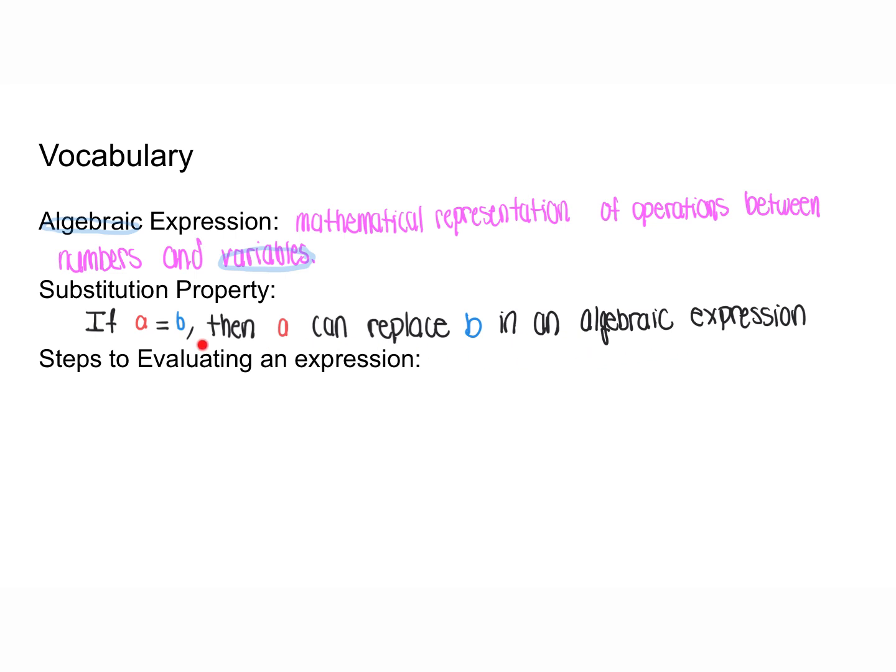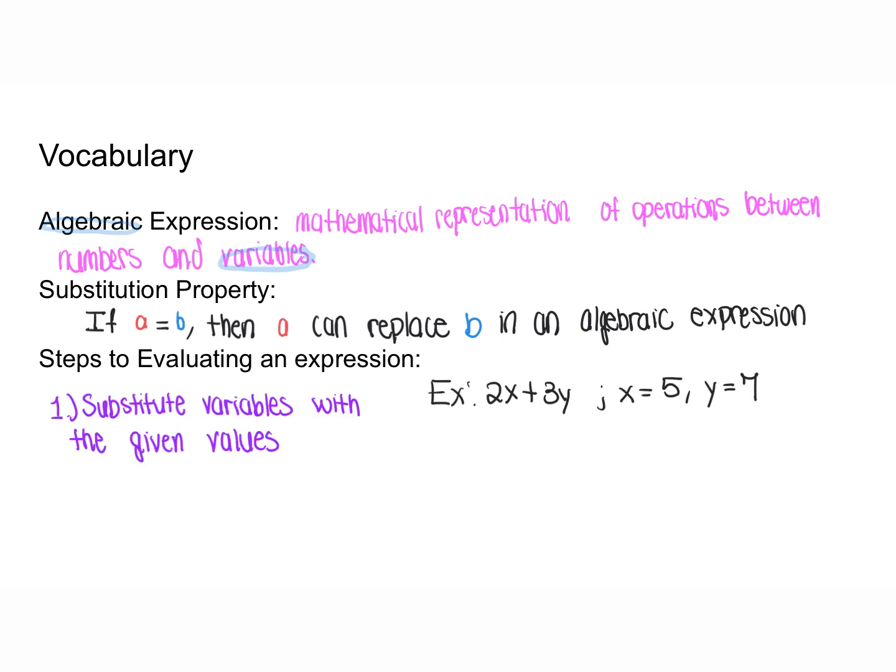Now we're going to discuss steps to evaluating an expression. If I have this algebraic expression, 2x plus 3y, where x equals 5 and y equals 7, our steps to evaluate this expression include, first, substituting the variables with our given values. So we have x equals 5, so we do 2 times 5 plus 3 times 7.